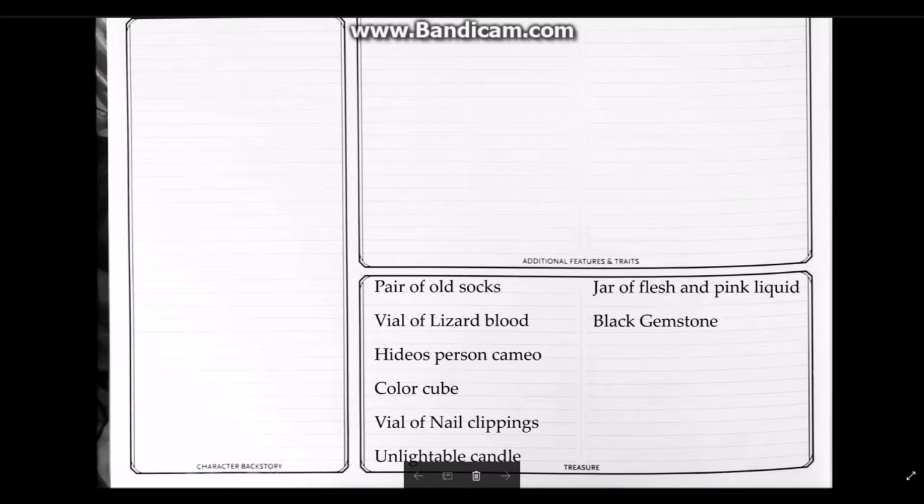Now, I changed some of these things because in 21st century America, some of the things that are in the Dungeons and Dragons handbook don't exist. Like this vial of lizard blood, it was originally a vial of dragon blood. The black gemstone was actually a gemstone that only looks like a gemstone to her, but looks like a lump of coal to everybody else. So I just cut down the middle.